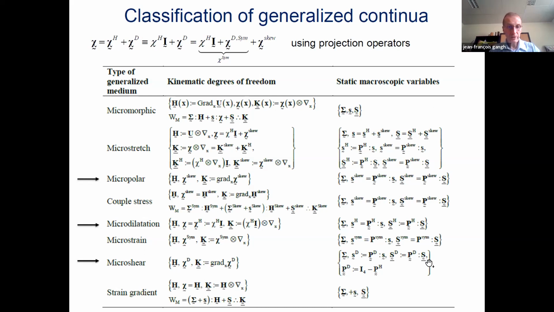So I will just illustrate this by considering, for instance, micropolar. Micropolar theory is obtained from micromorphic by restricting chi to be skew symmetrical. And then k will be the gradient of the skew symmetrical part of chi. Microdilatation will be obtained by taking the hydrostatic part of chi. Microshear will be obtained by considering the deviatoric part of chi. And strain gradient, of course, is obtained by taking chi as a gradient of the macro displacement. And dual to this, we can find the static macroscopic variables, of course, satisfying the Hill macrohomogeneity condition.